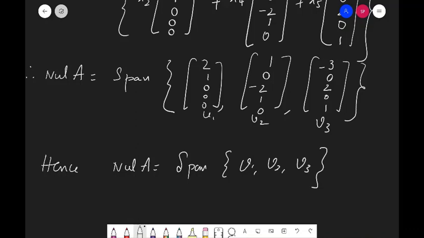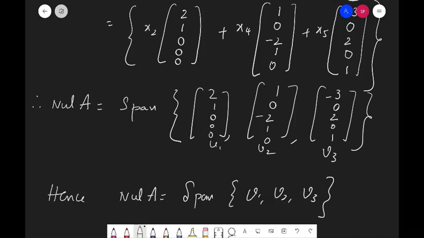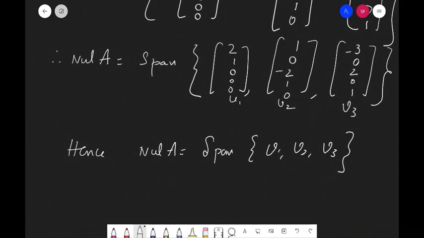It doesn't mean that null A has only 3 vectors. It means that null A has all linear combinations of V1, V2, V3. That is what you can see here. You can make linear combinations of these 3 vectors. You can choose x2 as any value because it is a free variable, x4 as any value, x5 as any value. Choose these as any values, and then you can form all the linear combinations. This is what we mean by describing null A, or finding null A, or finding a spanning set for null A. Everything is the same.